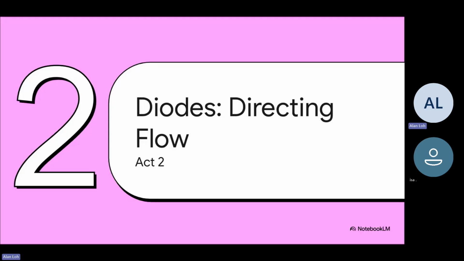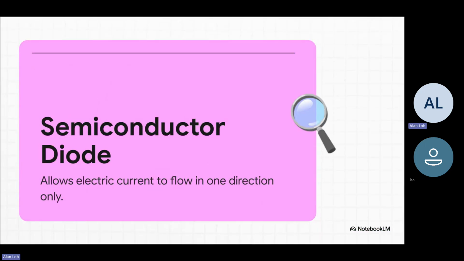Moving on to part 2, diodes, directing the flow. Okay, so having high-speed electrons flying around is great and all, but if we want to build useful electronics, we have to bring some order to that chaos. Enter the semiconductor diode. This is our ultimate traffic controller. It features what's called a PN junction. Basically, that's a boundary made of positive and negative semiconductor materials, and its purpose is an absolute game changer.